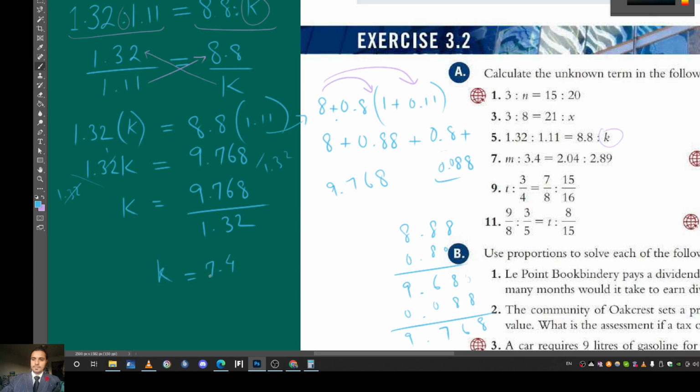7.4. So k equals 7.4. That's our k equals 7.4.